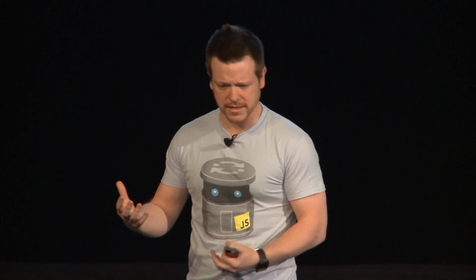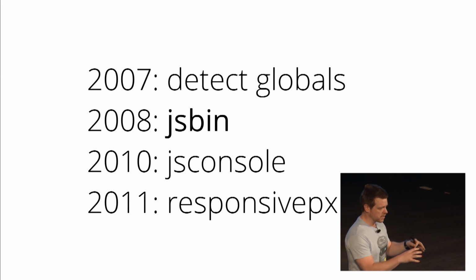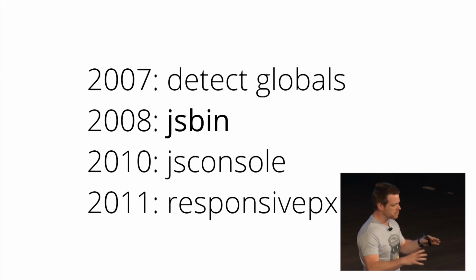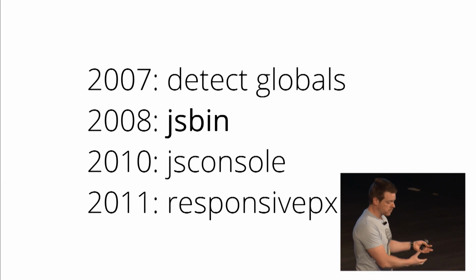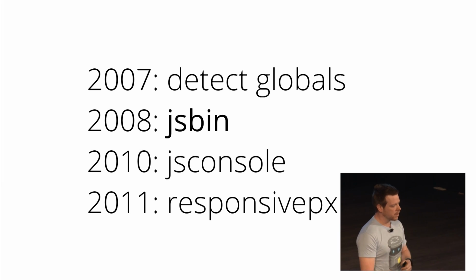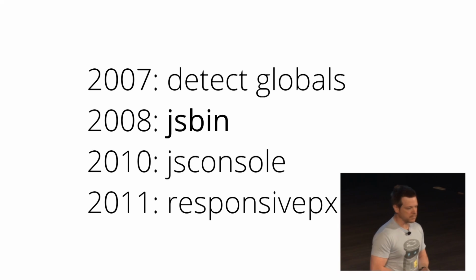So, right, just to give you a bit of background, I've played with iframes for various different things, and my real utility of iframes has been for detecting global variables back in 2007. JSBin is my side project, now main project, back in 2008. I use it for a JavaScript console, jsconsole, and responsive PX. And there are things I've learned about iframes over those years, because basically I've abused them.